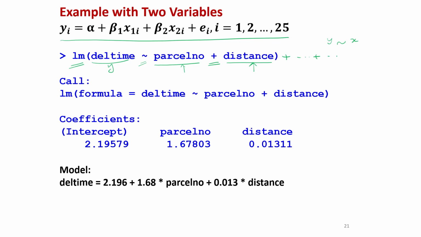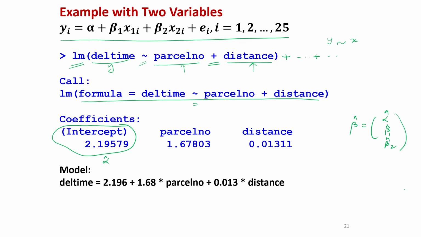Now, you get an outcome. So, this is the formula which has actually been used. Formula is equal to del time, tilde means something like equal to parcel number plus distance and so on, right. So, what is the interpretation? You see the first value here is the intercept. So, this is the value of alpha hat. You can recall that beta hat will be something like alpha hat, beta 1 hat and say beta 2 hat. So, these values are given here.